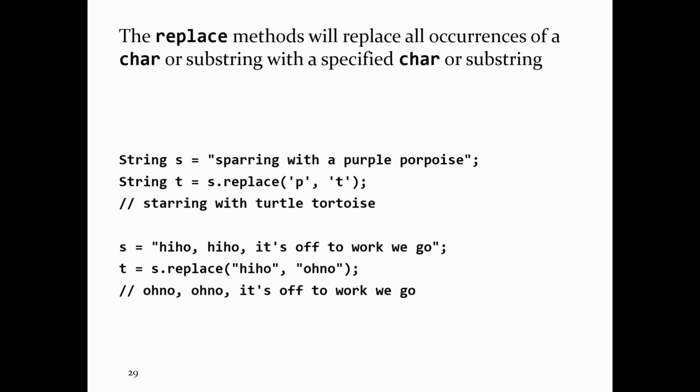Now you can also replace substrings in a string. So hi ho, it's off to work we go. I'm going to replace hi ho with oh no, and you get oh no, it's off to work we go. These two strings do not have to be the same length. So I could replace all the hi ho's with the empty string, and you would get comma, space, it's off to work we go. So these two strings don't have to be the same length. All occurrences get replaced, not just the first or the last.